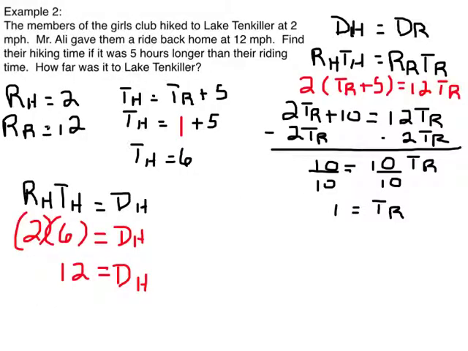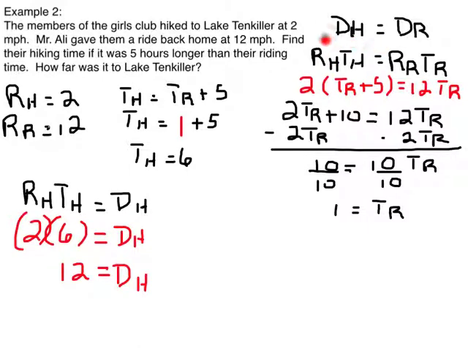In example 2, the members of the girls' club hiked to Lake Tenkiller at 2 miles per hour. Mr. Ali gave them a ride back home at 12 miles per hour. Find their hiking time if it was 5 hours longer than their riding time. So that's the first thing we're going to find. And then, don't get tripped up, it also asks us the distance. How far was it to Lake Tenkiller? So let's start extracting what we know.